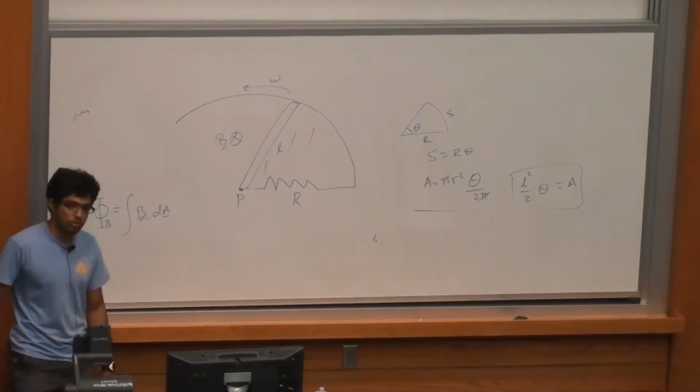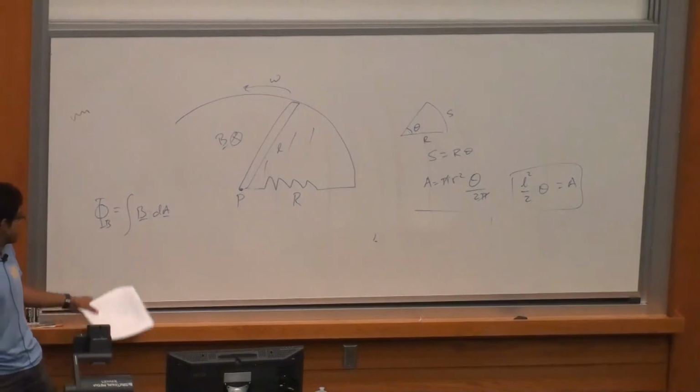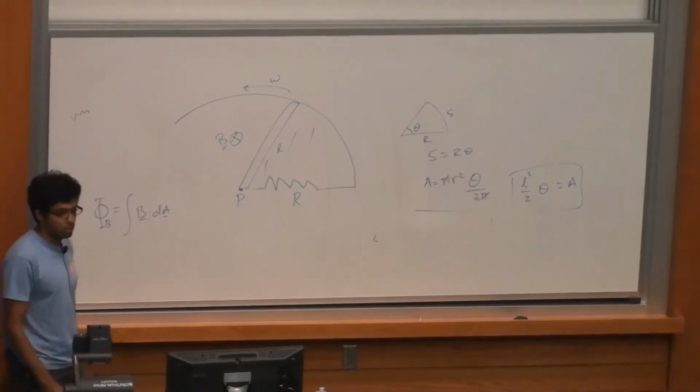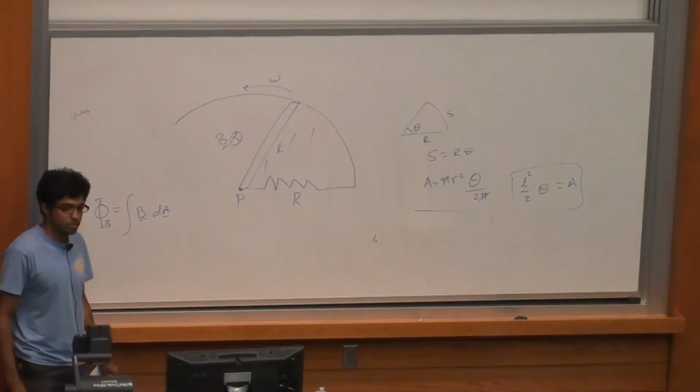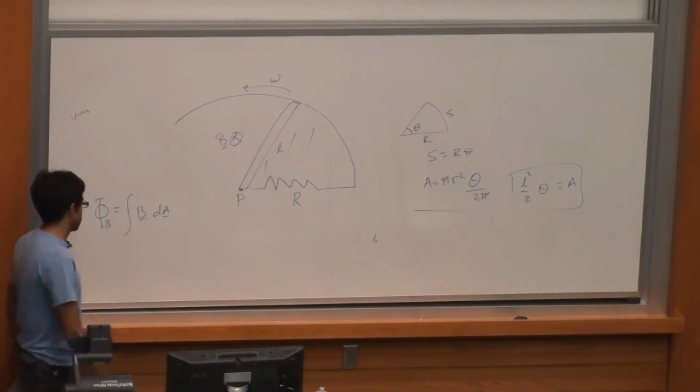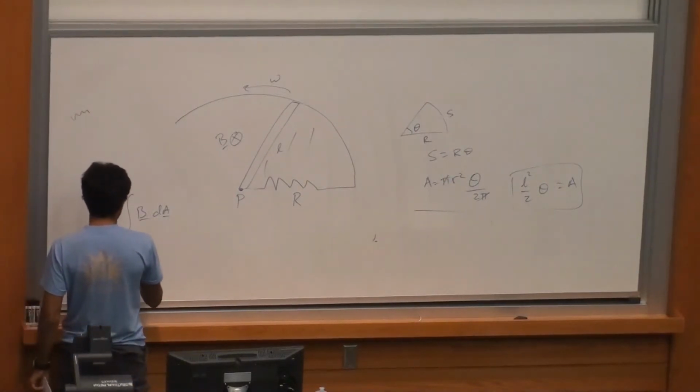Open surface. Flux is always open surface. What happens when you close the surface for electric flux? Zero, exactly. It's Gauss's law, right? This equals the total charge enclosed over epsilon naught. So fluxes are always open surface.